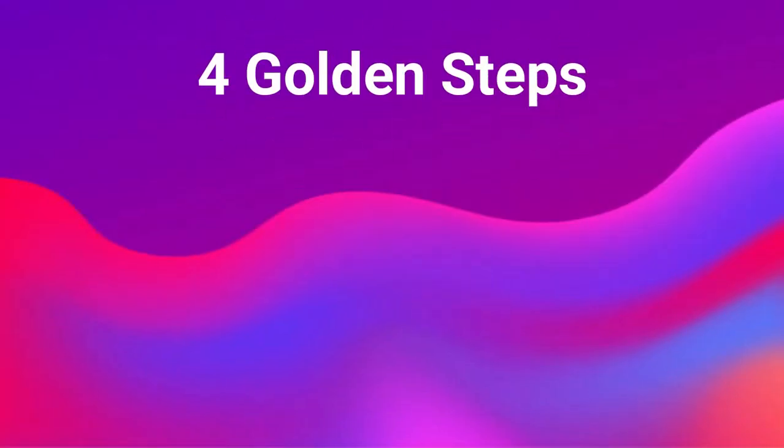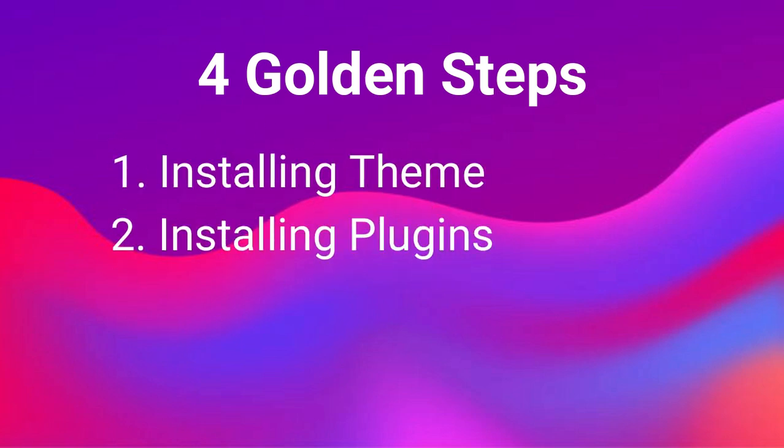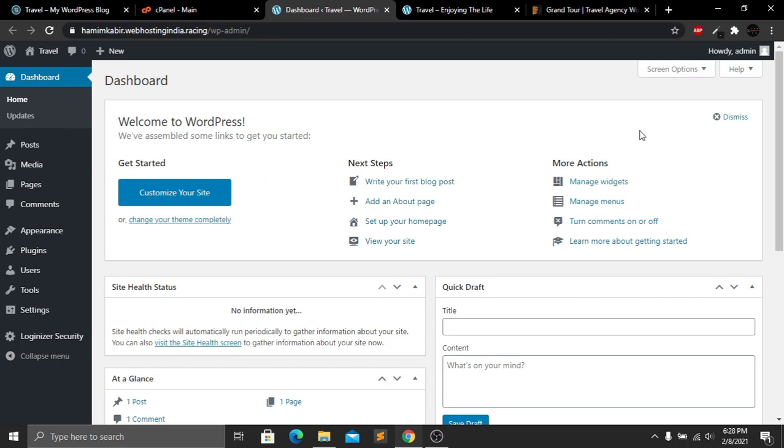For creating our website, we will follow 4 steps. Installing the theme in our WordPress admin panel, installing the required plugins, importing the demo content, set up and customize the website. So let's jump into our first step, which is installing the theme in our WordPress admin panel.